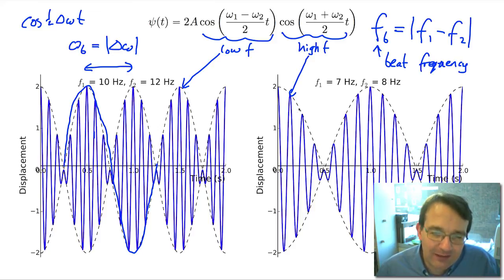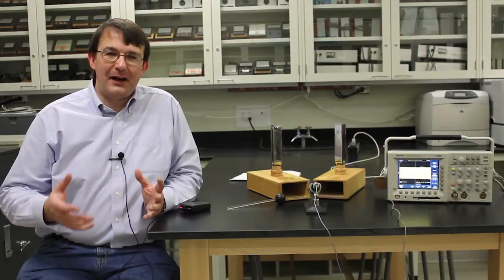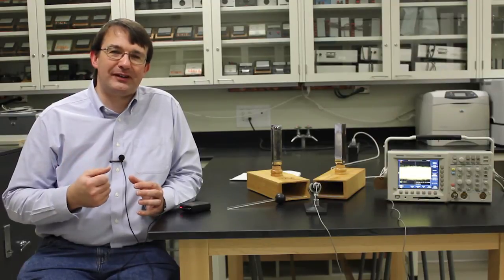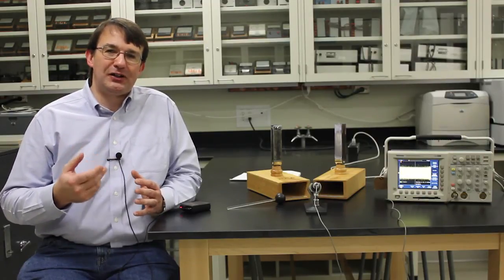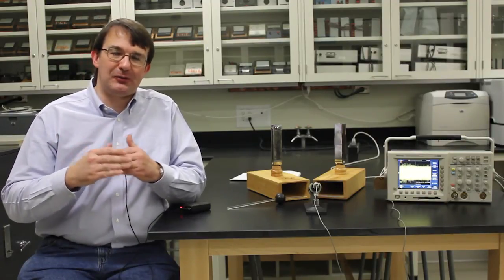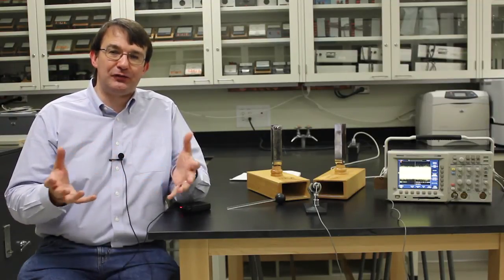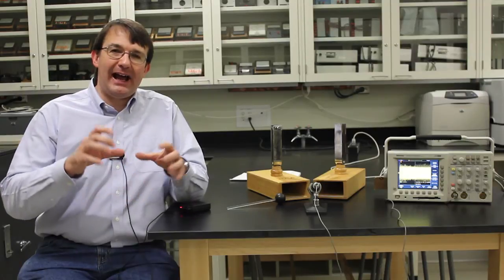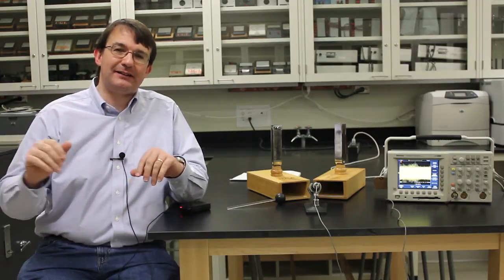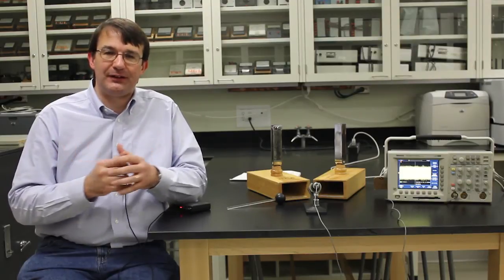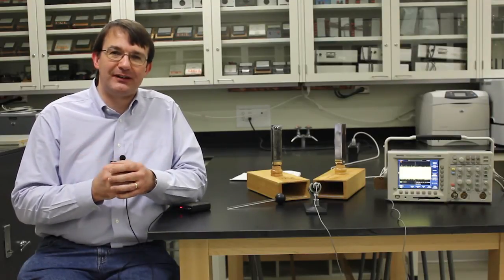So let's have a look at that for some real waves. Now we've seen that if we have two sources with slightly different frequencies interfering, we should get this amplitude modulation where the wave has a frequency that's the average of the two frequencies you're adding together, and the amplitude modulates at a frequency that is half the difference between those two different wave source frequencies.